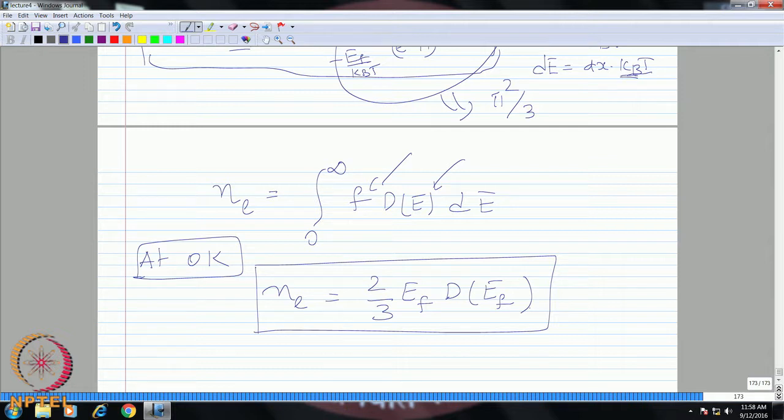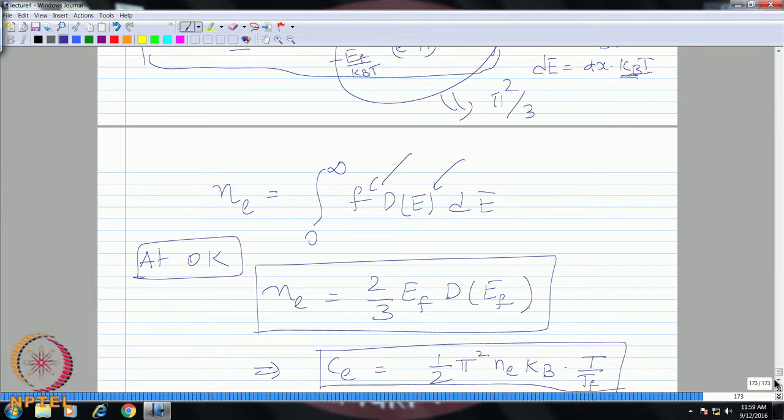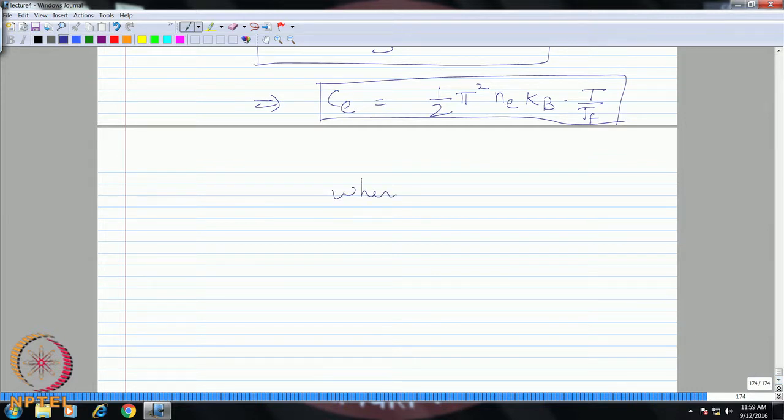Okay. So, therefore, you can rewrite our expression for heat capacity. You can replace d of Ef in terms of Ne and Ef, and therefore your C turns out to be 1 by 2 pi squared Ne kb into T by Tf, where Tf is equal to Ef by kb. So this is another temperature, called the Fermi temperature.